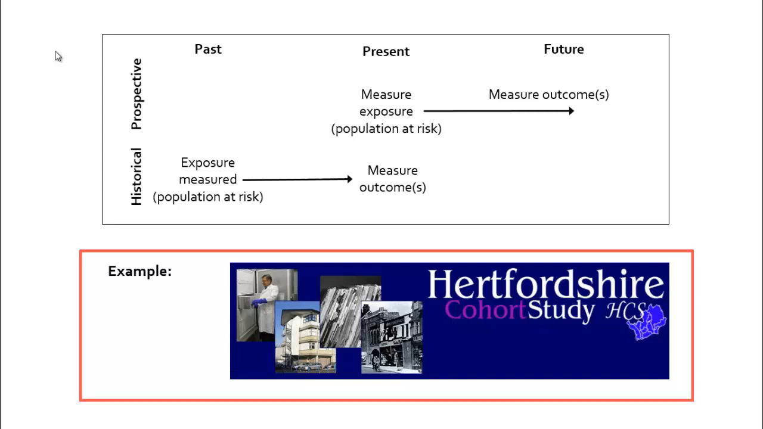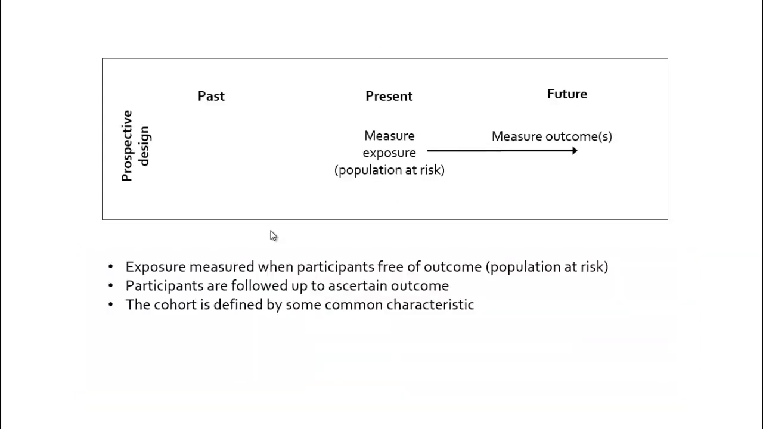So just to go back and mention a couple of additional bits of information on the cohort design. So the investigator controls the selection of the cohort, and the characteristic that defines the cohort does not have to be birth year, as in the two examples we've just described.